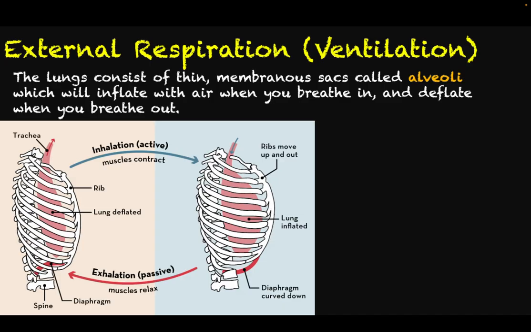So let's talk about external respiration first, which can also be called ventilation. The first thing we want to make sure that we understand is that the tissue of the lungs consists of thin membranous sacs called alveoli. They kind of look like little bunches of grapes if you've ever looked at a picture of them. So these alveoli, which you can picture as being kind of like balloons, will inflate with air when you breathe in, and they will deflate when you breathe out.